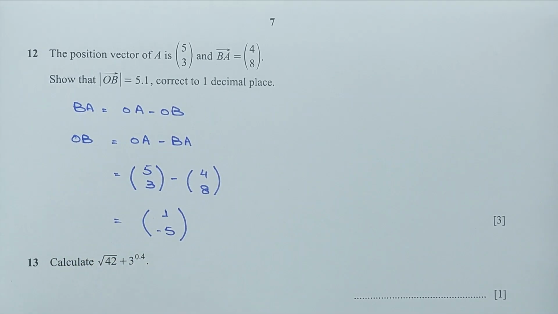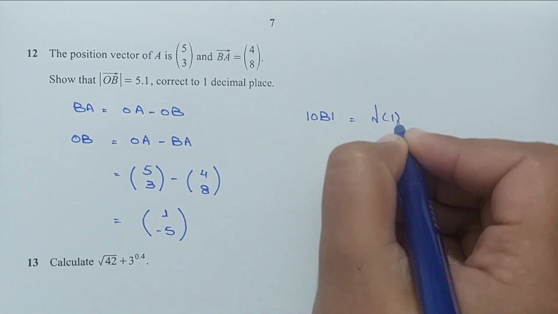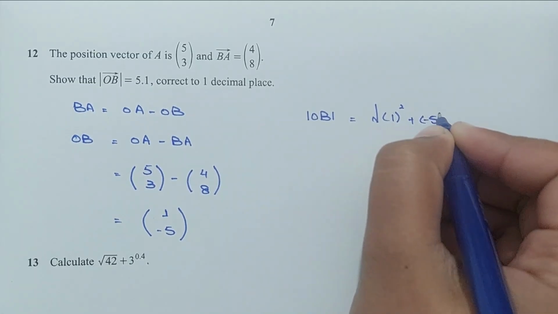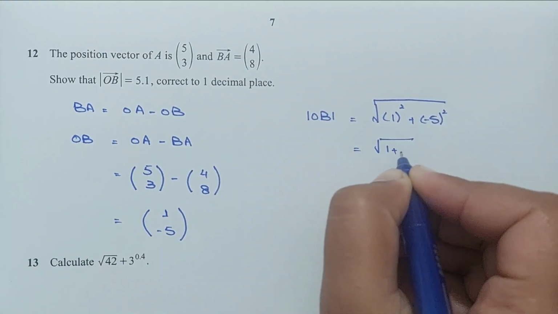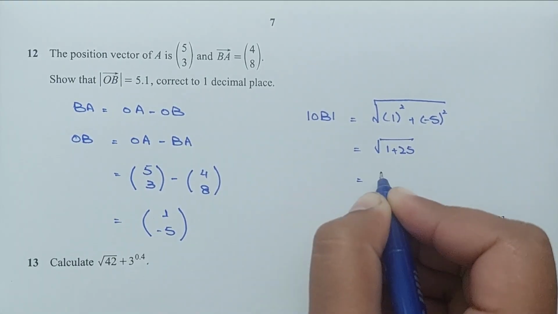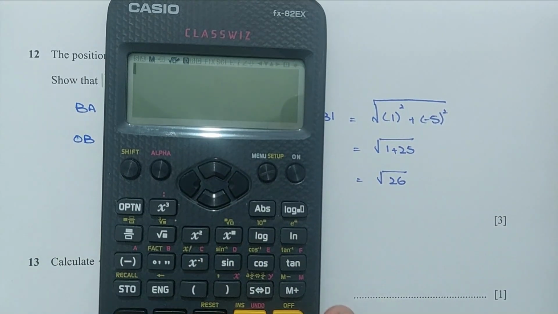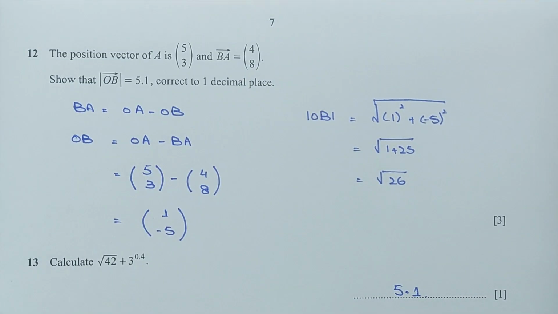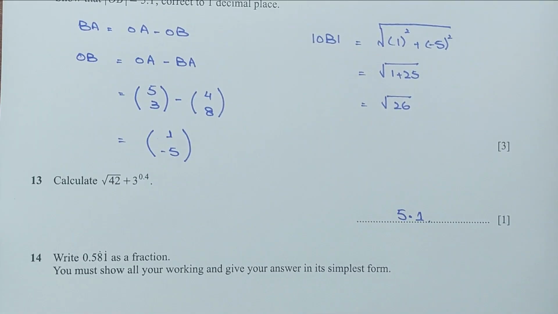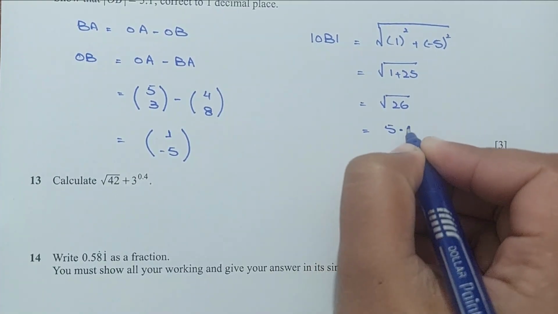Right, now we have to find the magnitude of OB. Magnitude of OB is square root of 1 squared plus negative 5 squared. This is square root of 1 plus 25. This is square root of 26. We have to round it to 1 decimal place. So square root of 26 is 5.1 if I round it. This is 5.1, which we just had to prove.